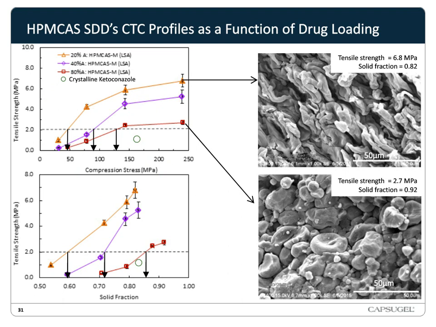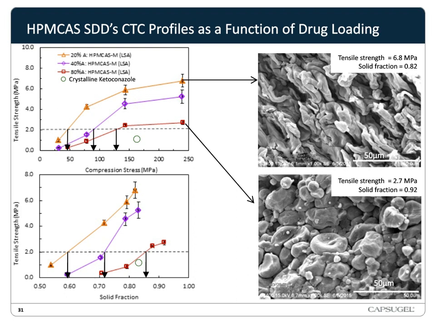Okay, so this slide shows the tabletability and compactability of the HPMCAS SDDs, plotted as a function of drug loading, or the different drug loadings are on the plot. Crystalline ketoconazole is represented by the green circle in these plots. Additionally, on the right-hand side, there are some SEM micrographs of the cross-section compacts to show the mechanism of the particle deformation.